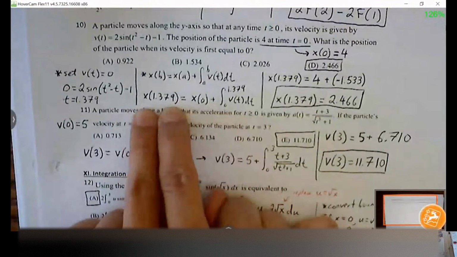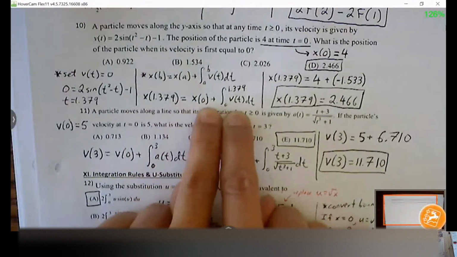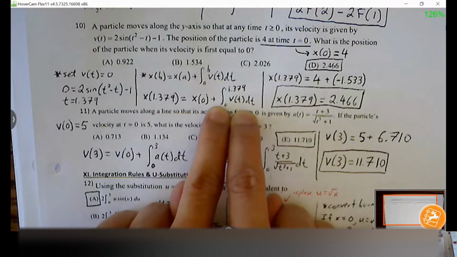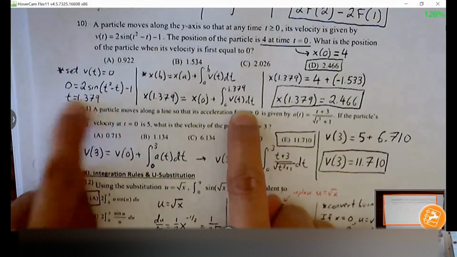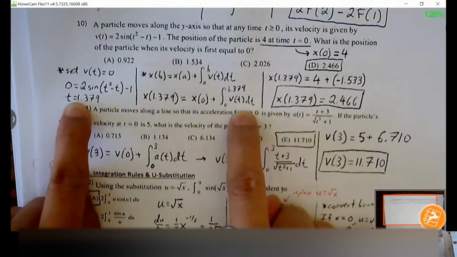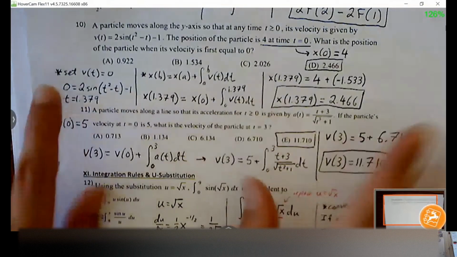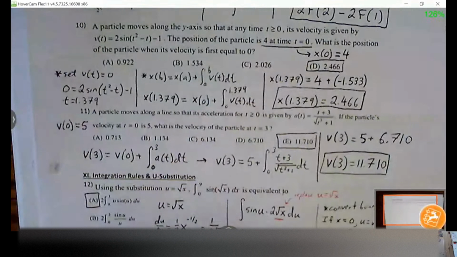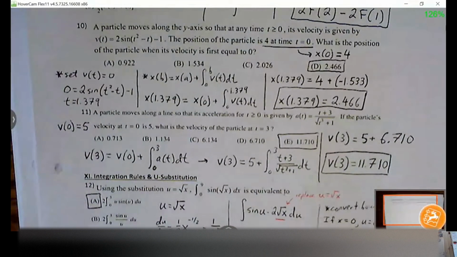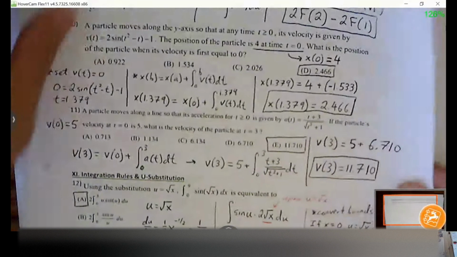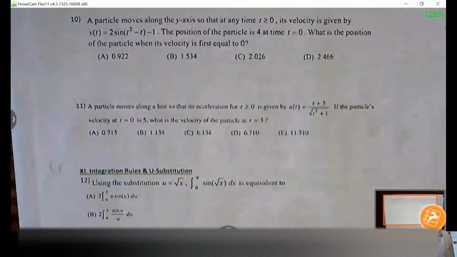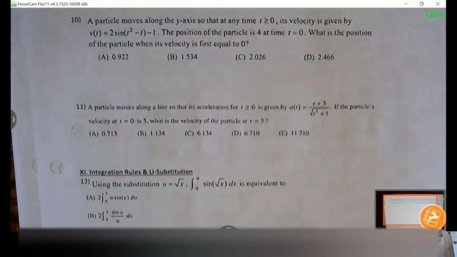Then you just do x of b equals x of a plus the integral from a to b of v of t. Sometimes the problem makes it a little more involved, where you have to do a little work because they don't give that value to you. You have to find it. But it's on the key, so try that, and if you get stuck, see if the key will help you out. 11 is straightforward. Okay, so let's look at number 12 and 13.